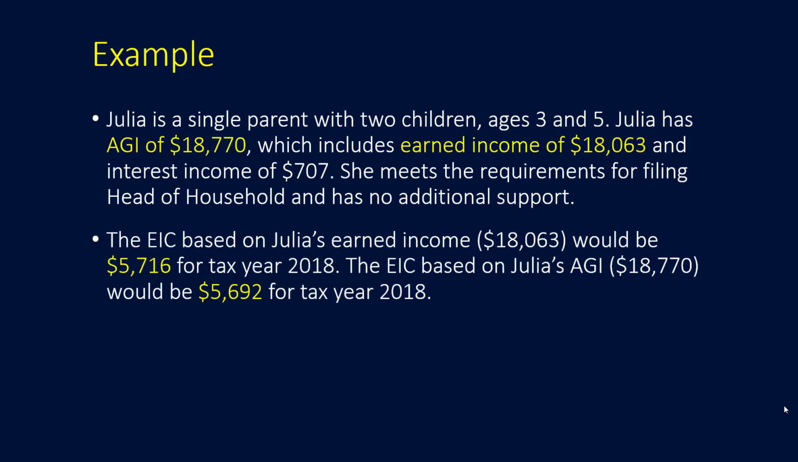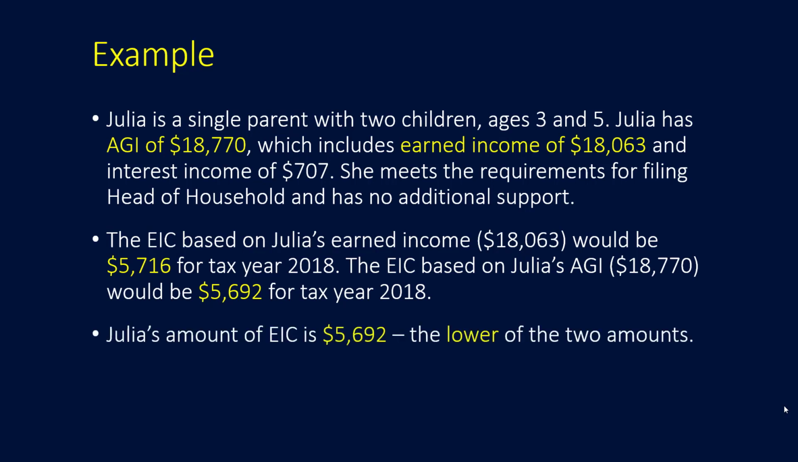The EIC, based on Julia's earned income of $18,063, would be $5716 for tax year 2018. The EIC based on Julia's AGI, or adjusted gross income, of $18,770 would be $5692 for the tax year. Julia's amount of EIC is $5692, the lower of the two amounts.